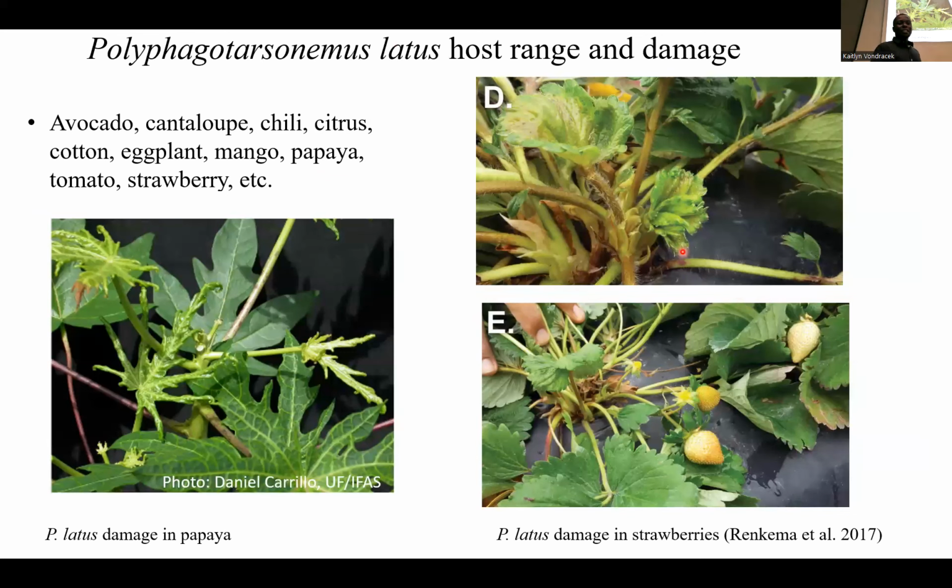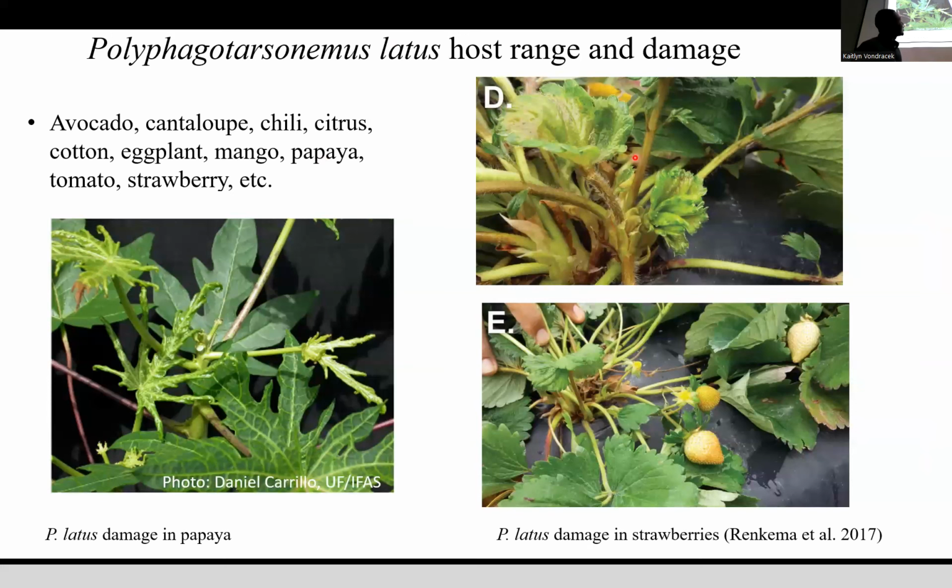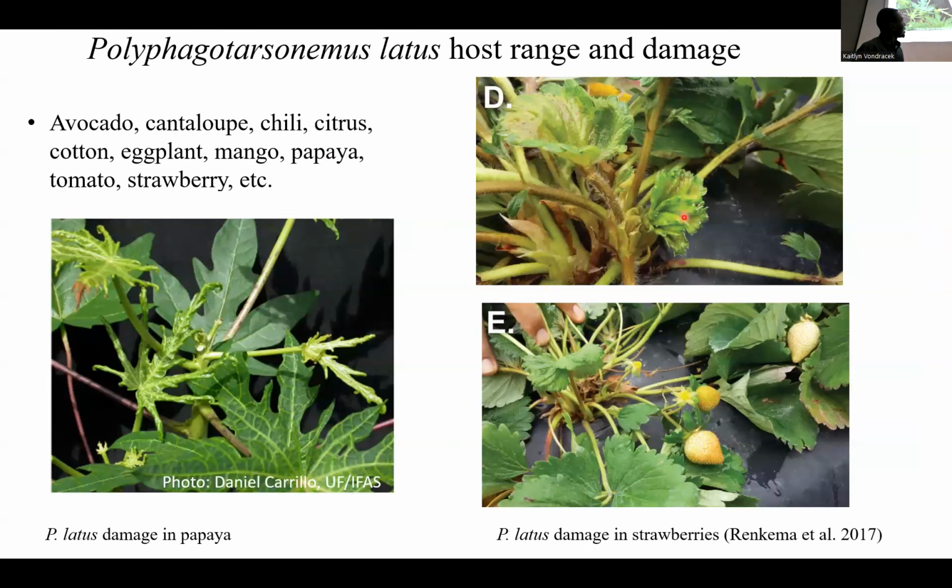So to give you an example of what it can feed on, it has been documented to feed on avocados, cantaloupes, chilies, citrus, cotton, eggplants, mango, papaya, tomatoes, strawberries. In papaya, Dr. Daniel Carrillo did some research and found that this is the type of damage it causes on papaya. And if you're really studying papaya, you might actually mistake this for one of the various viruses of papaya. But in strawberries, you can see this kind of damage and stunting that it's causing here. And it usually feeds on the leaves that are emerging.